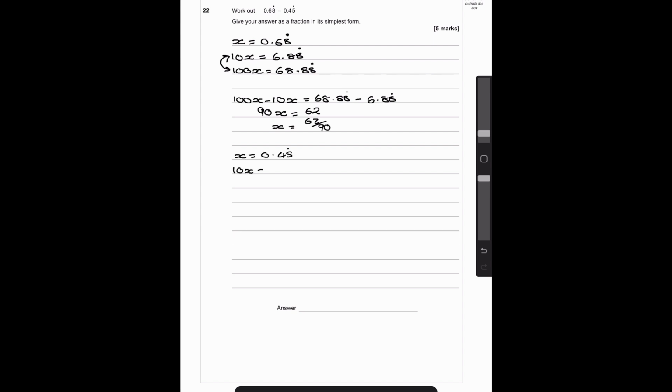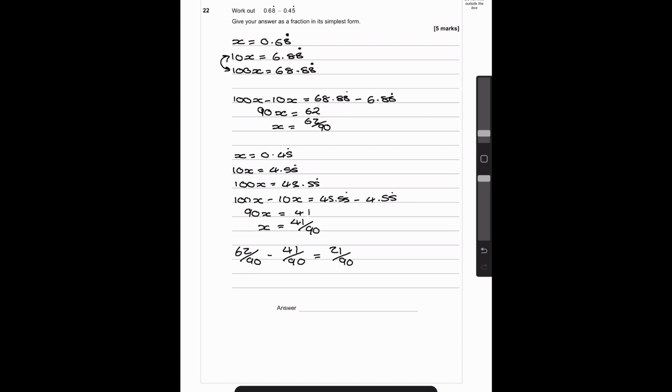Let's do the same for the 0.454 recurring. Now all we need to do is take away the fractions. 62 over 90 minus 41 over 90 gives us 21 over 90. Simplifying by dividing by 3 will give us 7 over 30.